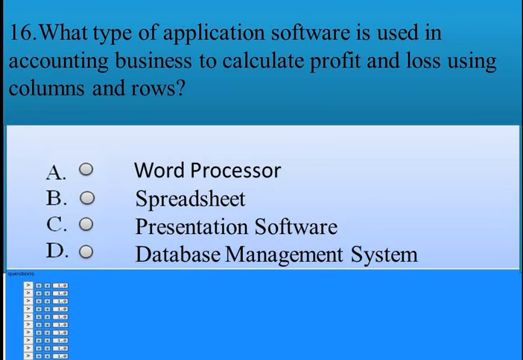What type of application software is used in accounting business to calculate profit and loss using a column and a row? A. Word processor. B.